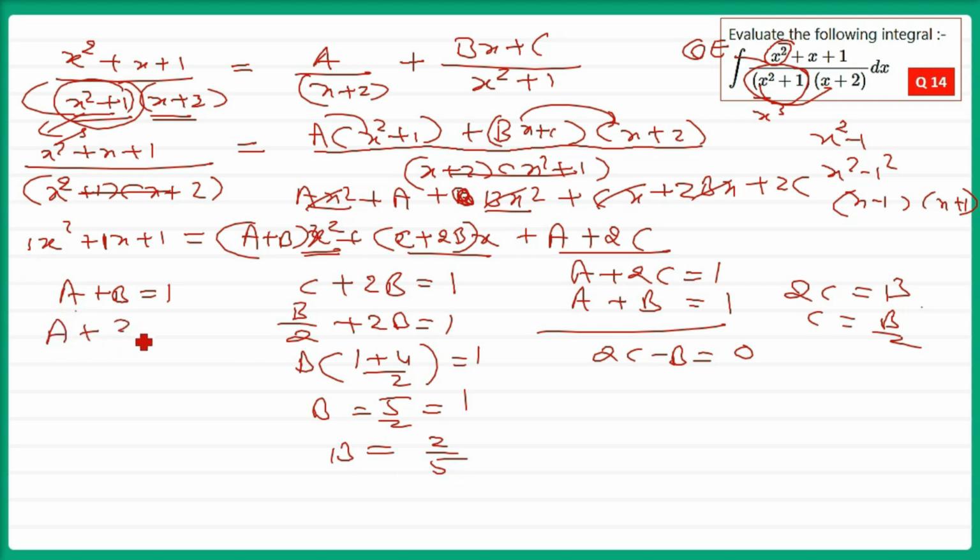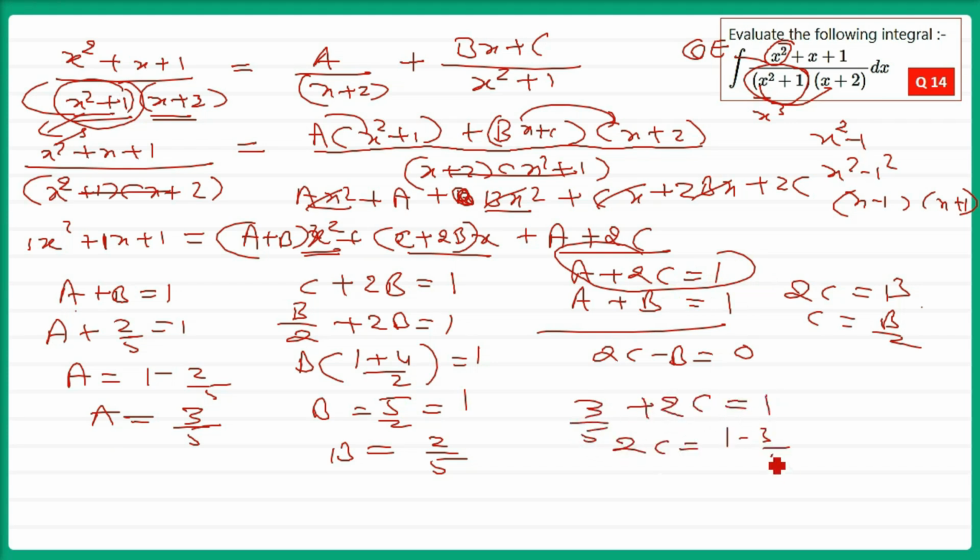Now you can put b here, a plus 2 by 5 equals 1. A will become 1 minus 2 by 5. It's 2 by 5. So 5 minus 2 by 5 is 3 by 5. So a becomes 3 by 5. Now coming to a plus 2c equals 1. A is 3 by 5, plus 2c is already what we have to find. So this c will be 1 by 5 in this case.